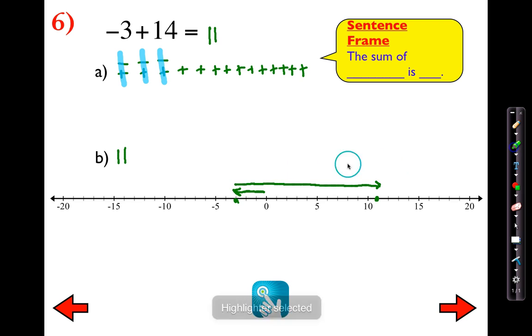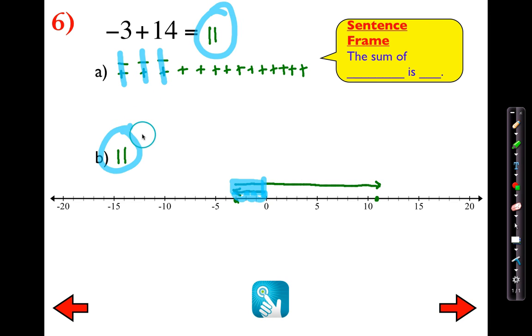Once again, you're going to notice there's an overlap of 3 spaces. I would consider these 3 zero pairs. So no matter what, you're going to find yourself with the same answer, no matter which method you use. So the sum of -3 and 14 is 11.